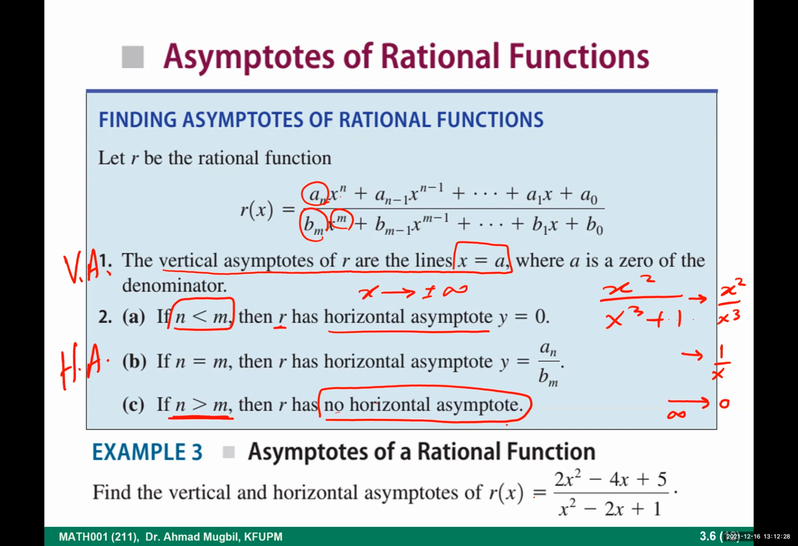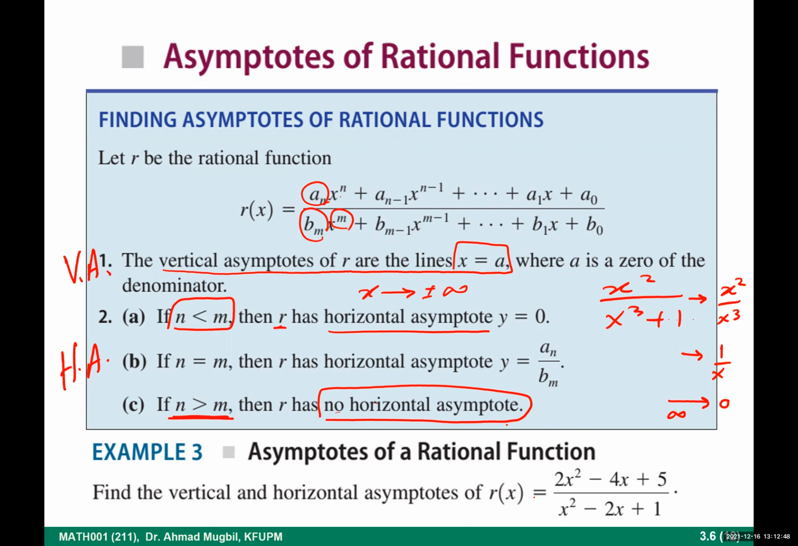Y equals 2, Abdullah. Excellent. 2 is a number, it is not an asymptote. The asymptote is a line. So it is y equals 2. You will have in the choices y equals 2 or x equals 2. Which one will you choose? Okay, so the horizontal asymptote is y equals 2.